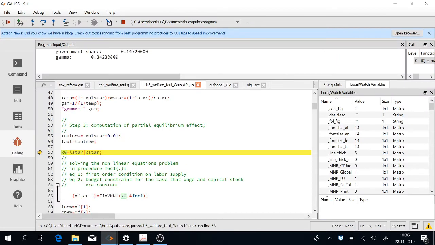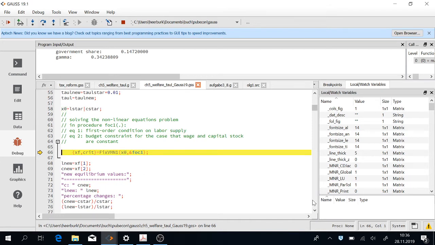Therefore, we have to solve the equation system in the budget and the first order condition. This is a nonlinear equations problem in two variables. As initial values, we use the old steady state labor supply and the old steady state consumption, which is stored in variable x0. Now we solve the nonlinear equation system with the help of the procedure fixvmn1, which is a procedure stored in the toolbox. This procedure finds the zero of the procedure FOC1 and returns the solution XF, and in crit we store if the convergence is nice.